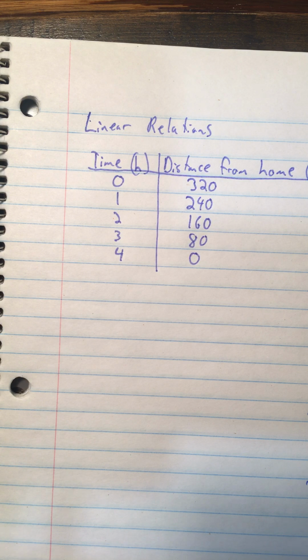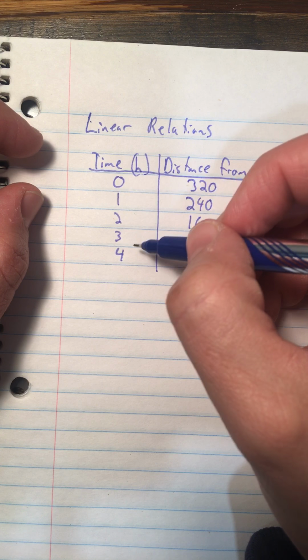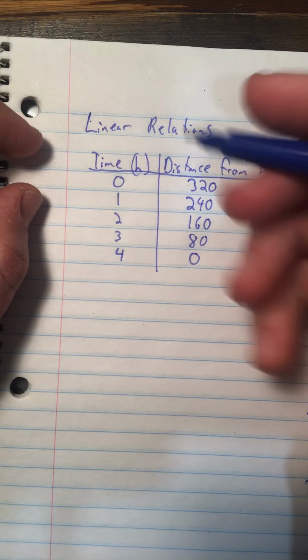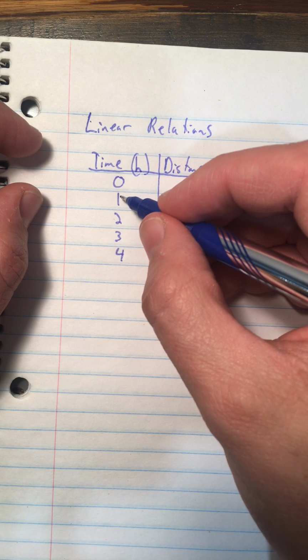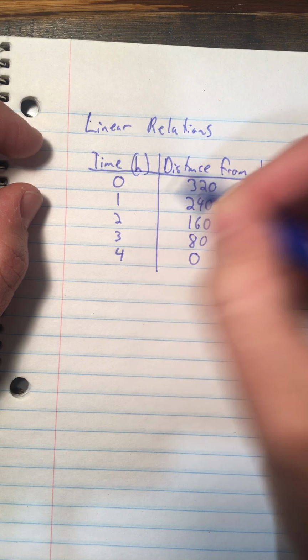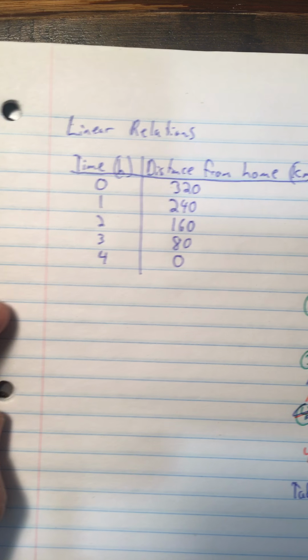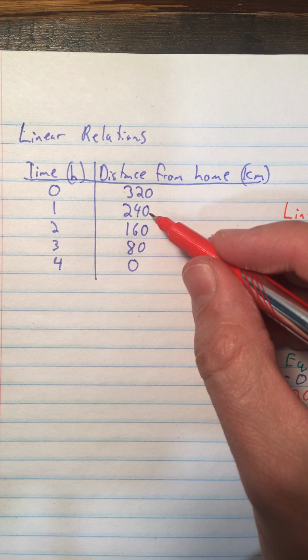So first thing you need to know is you have to look at your independent. Your independent's always on the left, or it'll be on the top if it's written horizontally. So your independent has to be going up by the same amount. 0, 1, from 1 to 2 it's up 1, from 2 to 3 it's up 1, from 3 to 4 it's up 1. And if it is going up by the same amount, well then we can look at a constant rate of change.